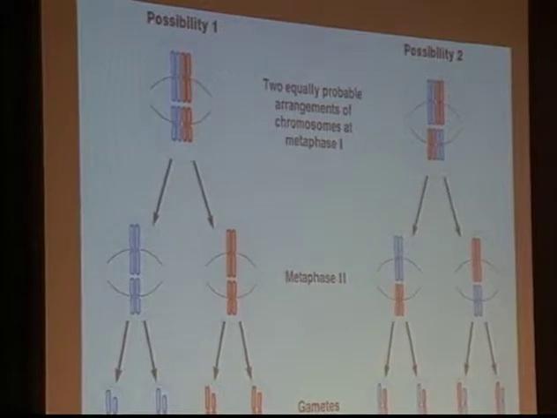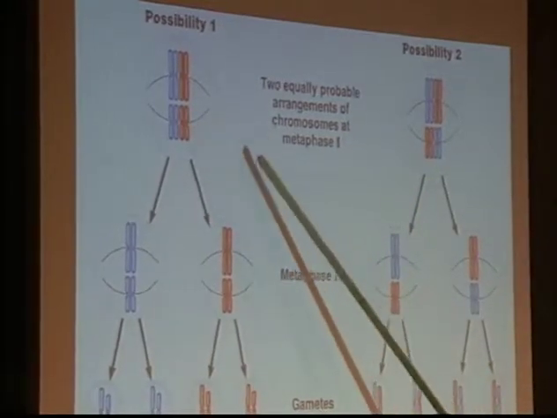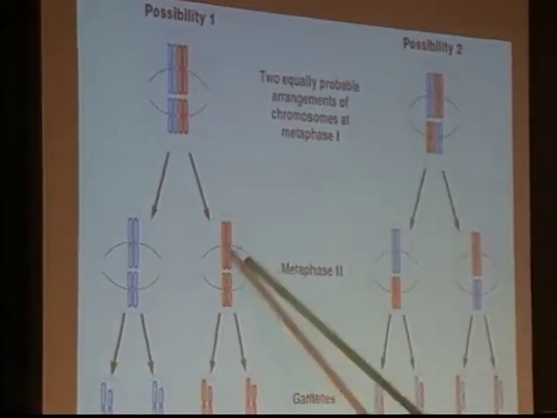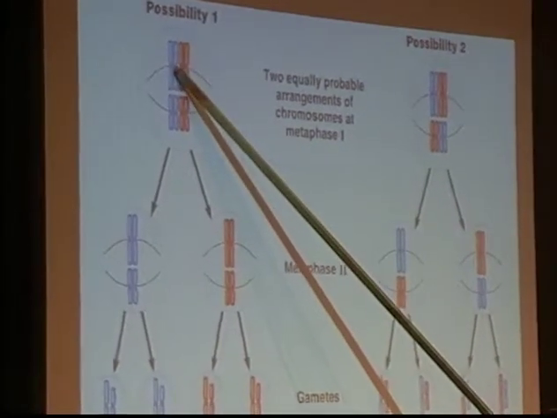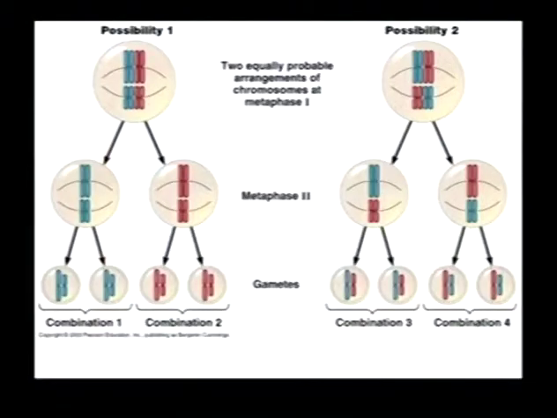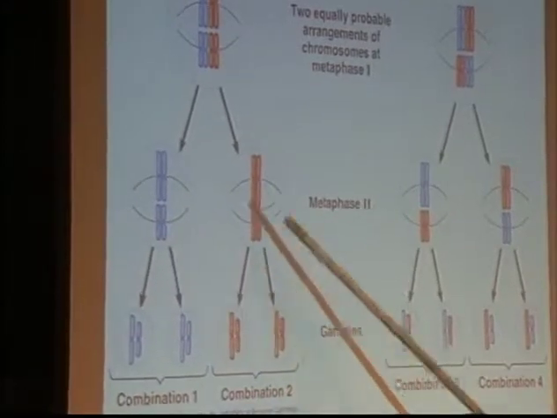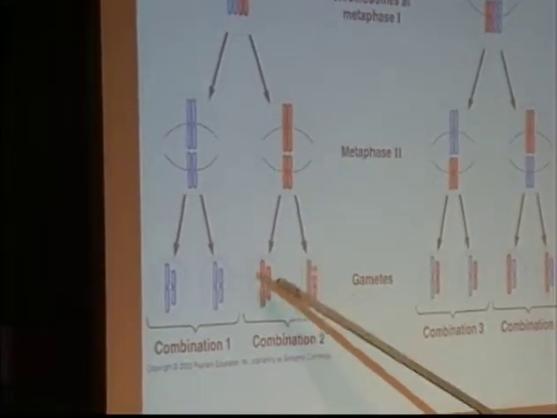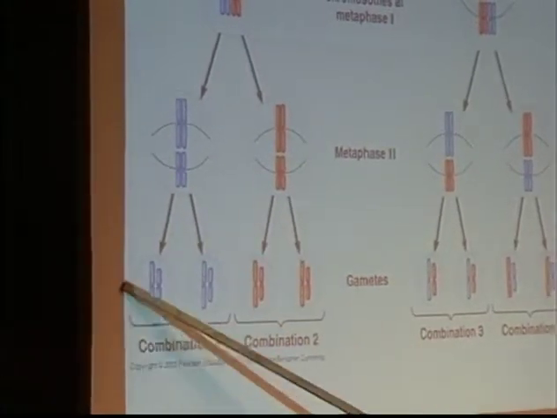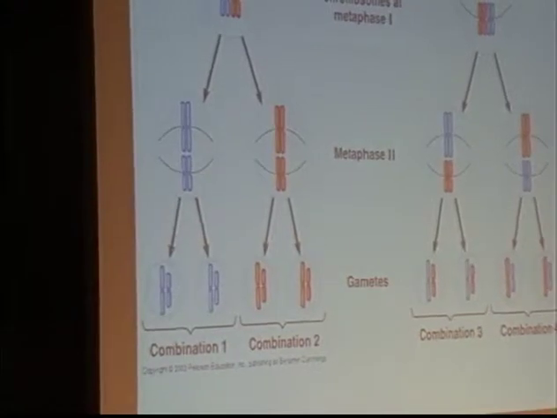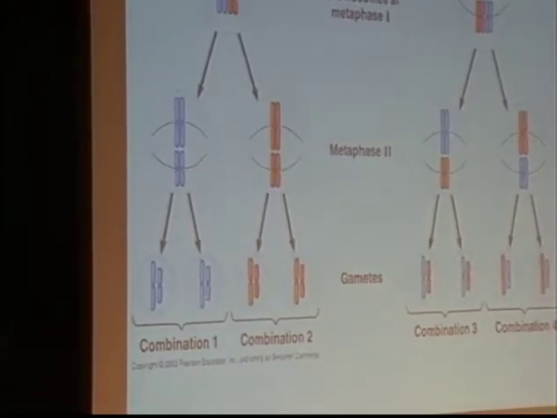All right, so the arrangement of these chromosomes is pretty much random. It can either be this way or this way. So if it's this way, then what happens is in the first meiotic division, remember, you separate pairs. So those pairs separate, and we end up getting all the blue chromosomes in one daughter cell and all the red chromosomes in the other daughter cell. Those then divide, and we end up with two cells with all blue chromosomes, two cells with all red chromosomes. Those are two of the combinations that are possible.